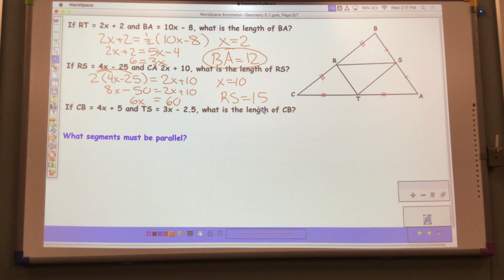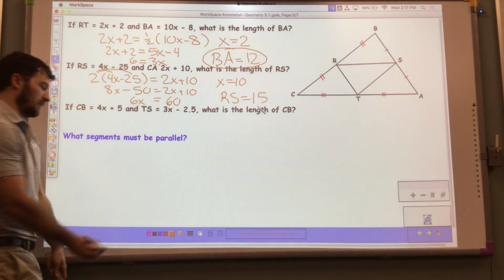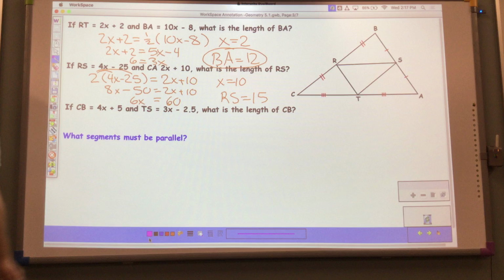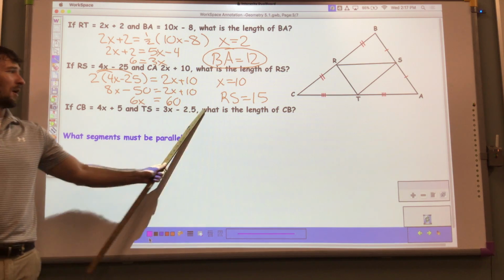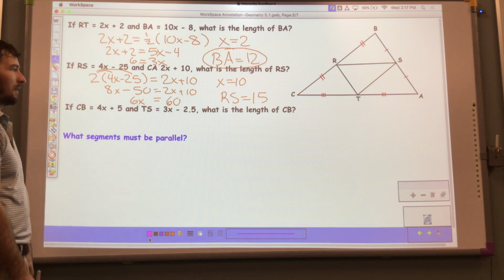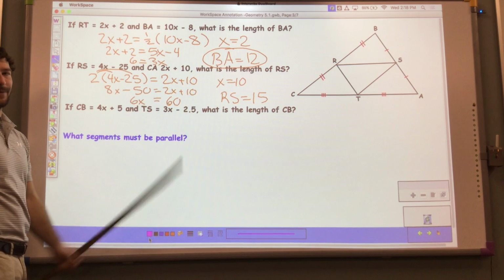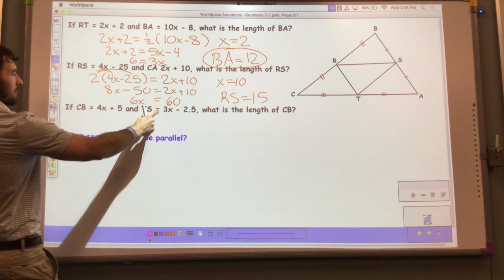And just one last problem. We have CB is 4x plus 5, and TS is 3x minus 2.5. So TS is the small one, right? On this one, what I would do is double the small one, because that's going to get rid of my decimal. I know a lot of people don't like to deal with decimals. You could do half of this, but then you're going to have a decimal here and a decimal here. So I'm going to double the smaller one.